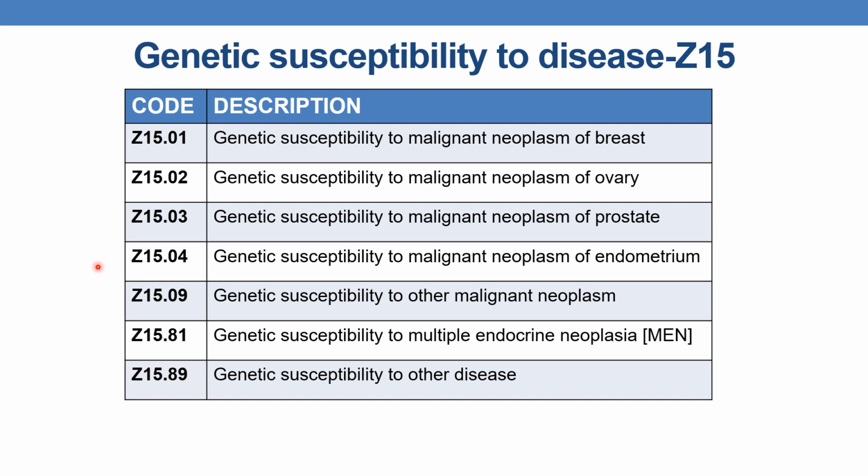The next is Z15.04. It indicates genetic susceptibility to malignant neoplasm of endometrium. The next is Z15.09. It indicates genetic susceptibility to other malignant neoplasm. Finally, Z15.81. It indicates genetic susceptibility to multiple endocrine neoplasia, MEN. And finally, Z15.89. It indicates genetic susceptibility to other diseases.